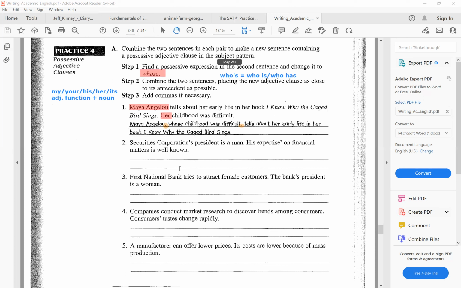So number 2, Securities Corporation's president is a man. His expertise on financial matters is well known. So whose expertise are we talking about? The man's expertise, right? So we want to use whose. So the sentence becomes Securities Corporation's president is a man whose expertise on financial matters is well known.